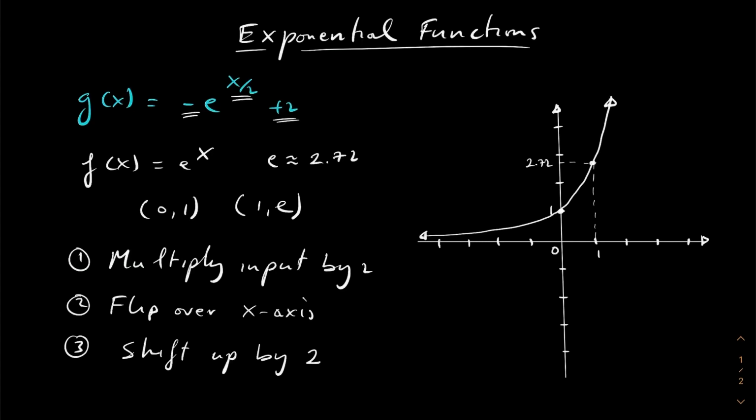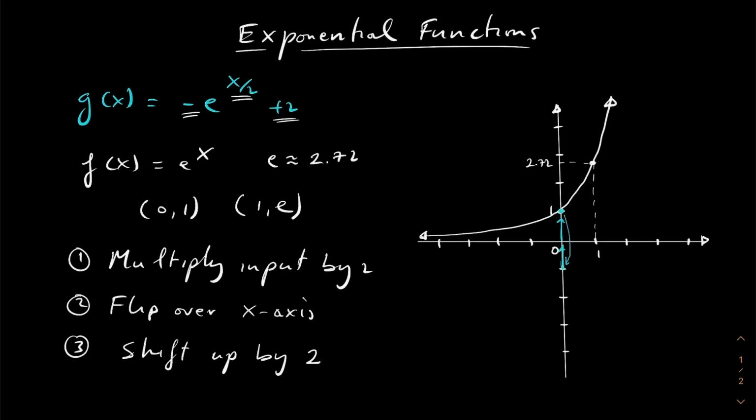And so next, let me go ahead and apply the transformation on each of those points, including the asymptote. The first point here is the point of coordinate 0, 1. We're going to first multiply the input by 2. Since the input here is 0, that's not going to change the point at all. And then we're going to flip the point over the x-axis to get to the point of coordinate 0, -1. Then a shift up by 2 will bring us back to our original point of coordinate 0, 1.